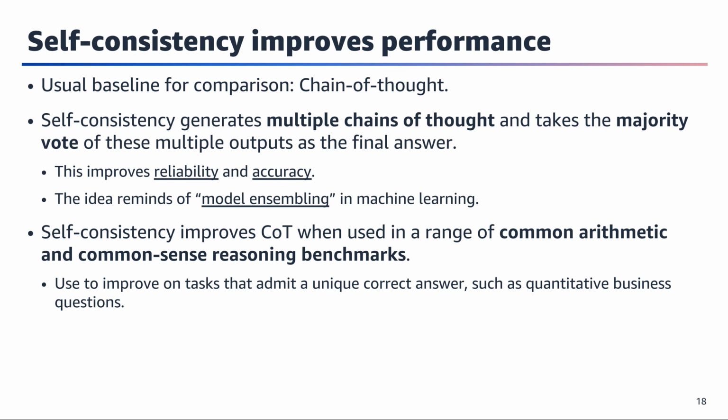This technique is particularly useful for common-sense reasoning benchmarks that require careful step-by-step reasoning. By generating multiple plausible reasoning paths and cross-checking their outputs, self-consistency can help uncover flaws or inconsistencies in individual chains, leading to more reliable and accurate final predictions.